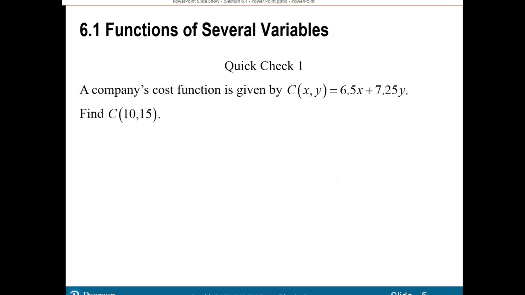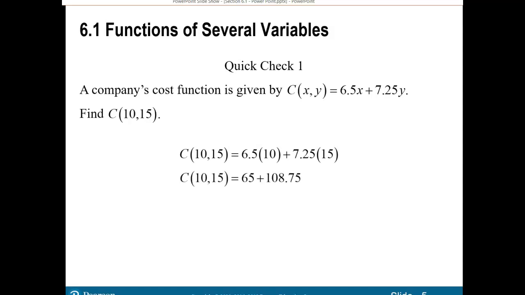All right, so here's one you can try on your own if you'd like. A company's cost function is given by c(x, y) equals 6.5 times x plus 7.25 times y. Find c(10, 15). So x is 10, y is 15. We're going to substitute that into the equation. So 6.5 times 10 plus 7.25 times 15. Simplify. You should end up getting $173.75.